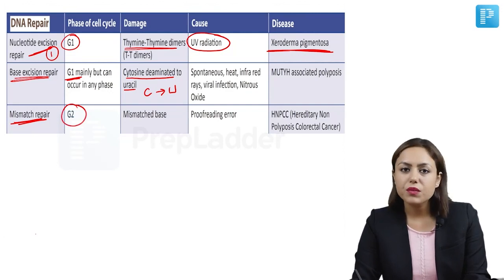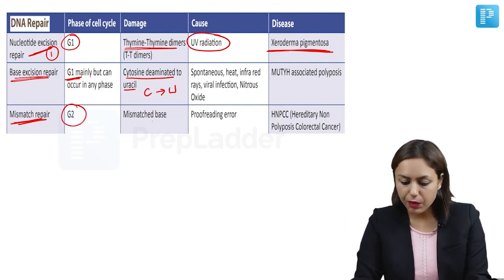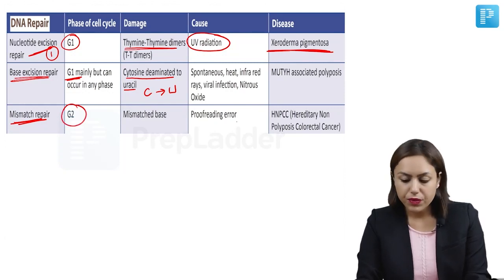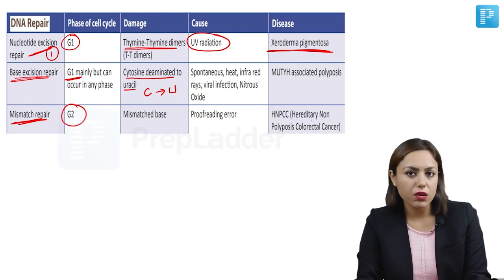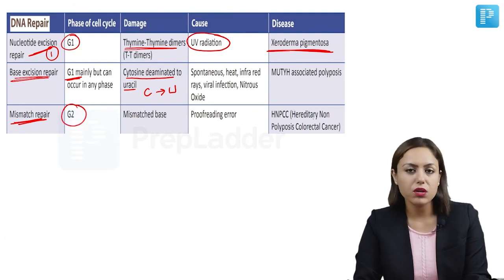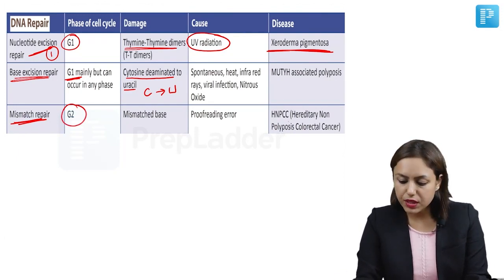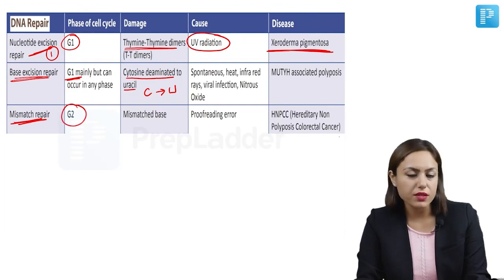And the last one is mismatch repair. The damage is a mismatched base, cause is proofreading error, and the disease which can occur, if this repair does not occur, then the disease which can occur in human is HNPCC, hereditary non-polyposis colorectal cancer, right?